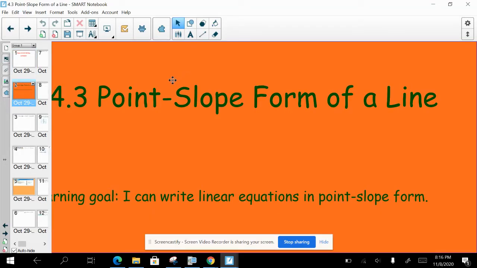Hello everyone, this is lesson 4.3, point slope form of a line. In this lesson, we're going to learn how to write equations in point slope form.